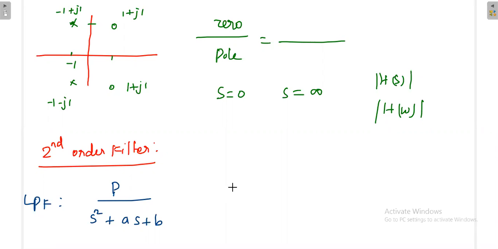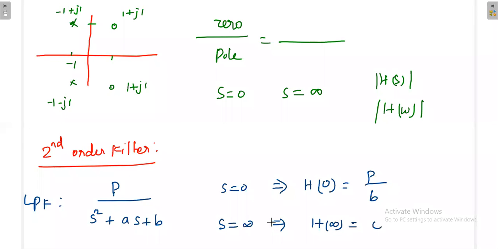Then what is happening when s is equal to 0? You get h of 0 equal to p divided by b. P is some constant and b is also some constant, so finally it provides some gain. Whereas what happens when s is equal to infinity? H of infinity, then 1 by infinity is 0. So it allows low frequency but not high frequency, so it acts as a low pass filter, but a higher order, second order low pass filter.